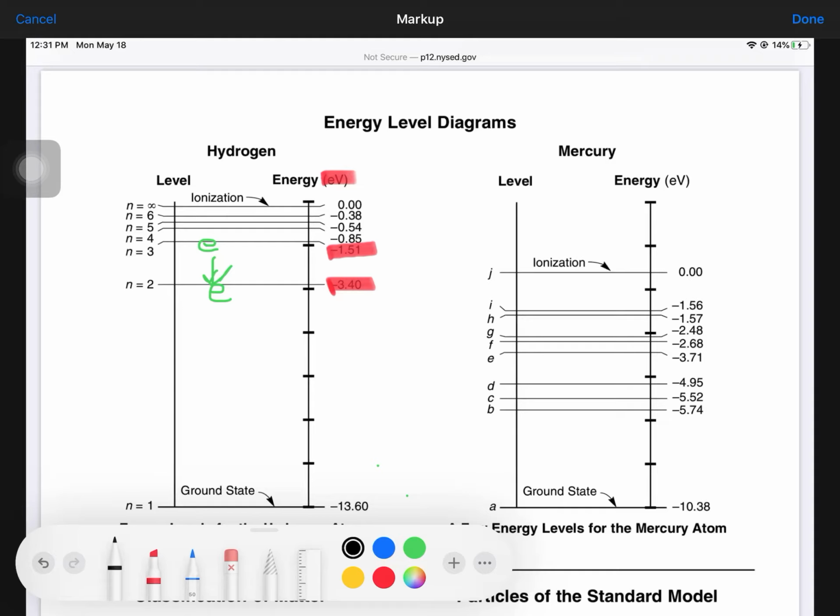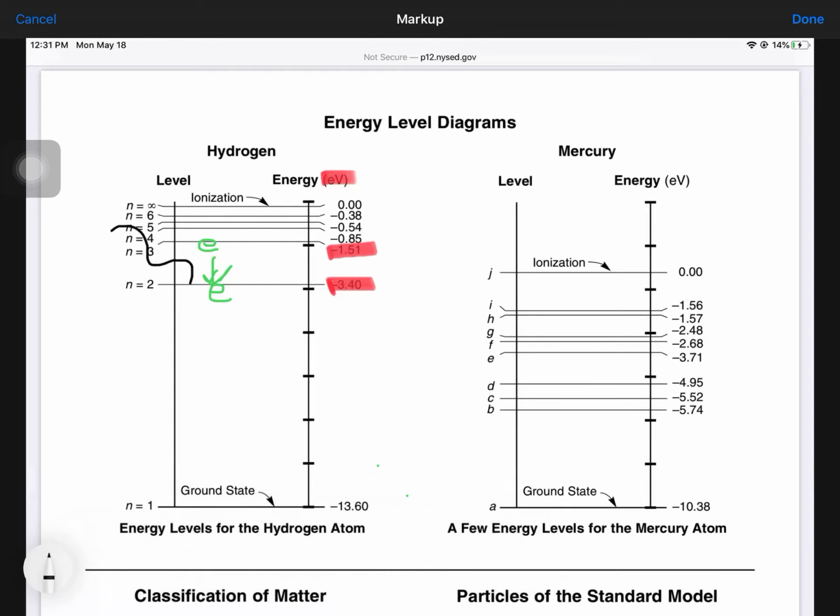Well, that energy actually gets emitted from the atom in the form of light. We sometimes call these photons, little bits of light. So the energy that gets lost, going from 1.51 down to 3.40, both in the negative, comes out, we can put a capital E over here, comes out in the form of light.